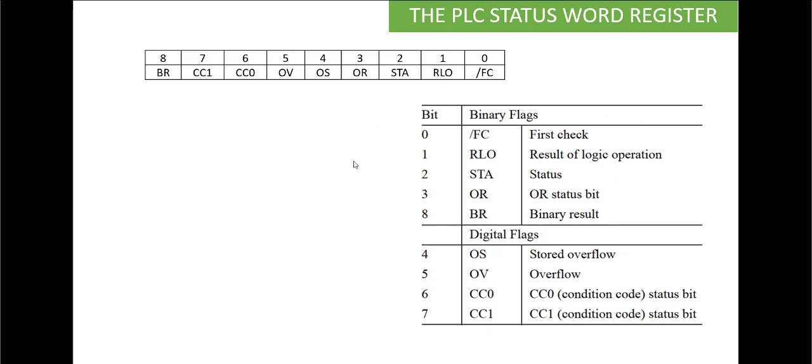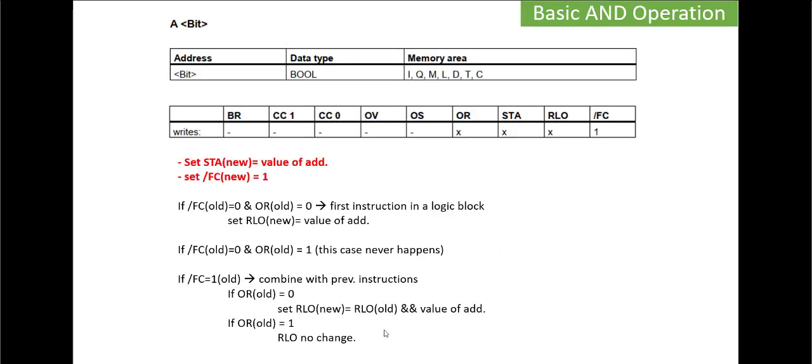So we will be talking about how these bits change with execution of each of the basic logic instructions. So the first logical instruction we have is the basic AND operation. The basic AND operation is represented by the letter A, and you are required to provide an address in front of that instruction.